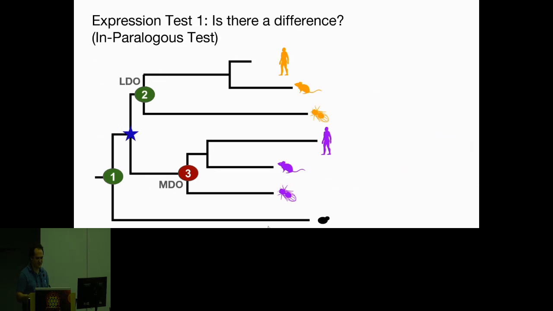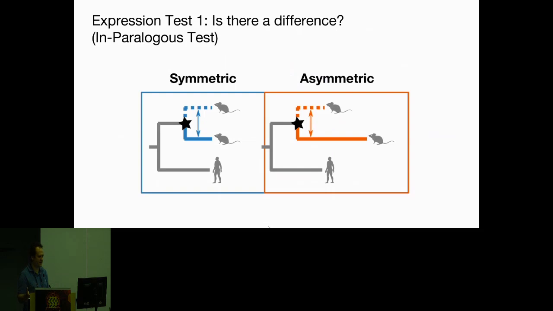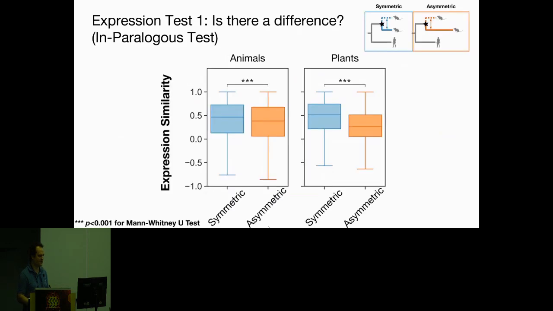So we decided to perform two different tests. The first expression test was just, is there a difference between these copies? Because we don't have the ancestral data, we have the extant data, between these two human genes or between the two mouse genes, for all the pairs that we have the data, we computed the correlation of the expression profiles. And so we're classifying blue, symmetric, orange, asymmetric.